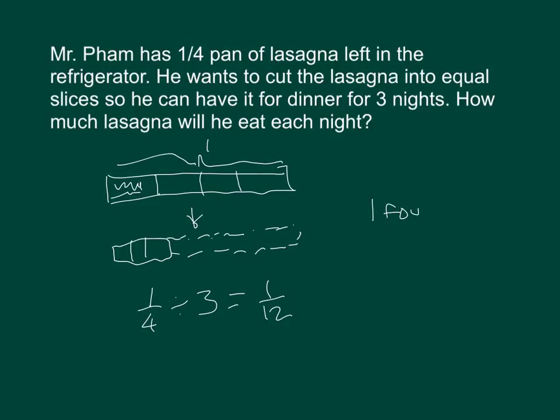With our thought bubble, 1/4 divided by 3 is the same as 3/12 divided by 3, which is the same as 1/12.